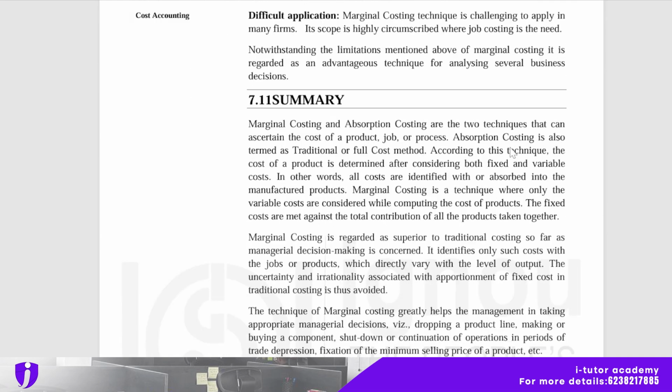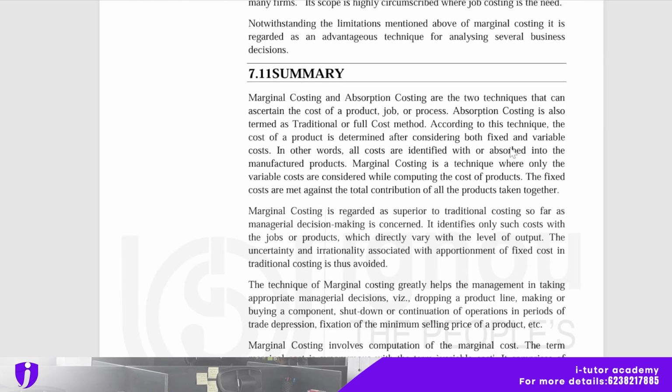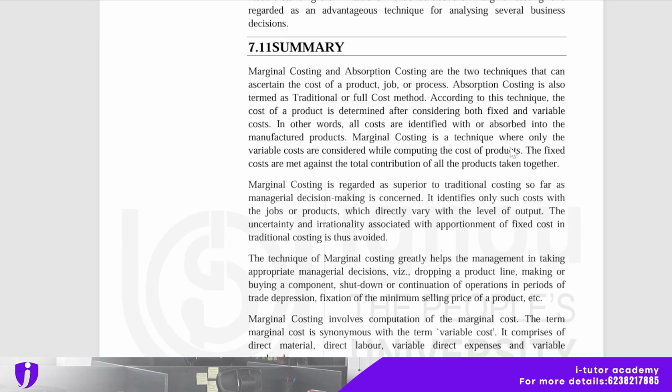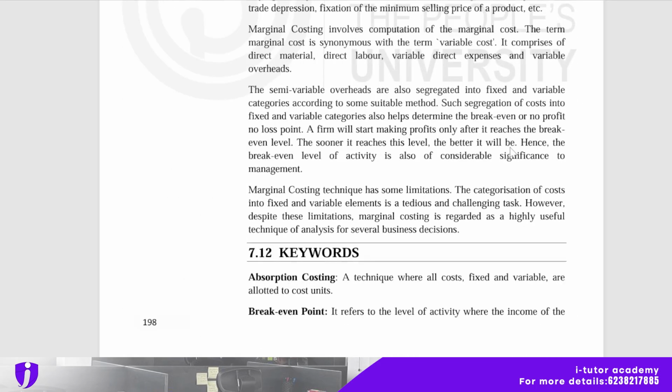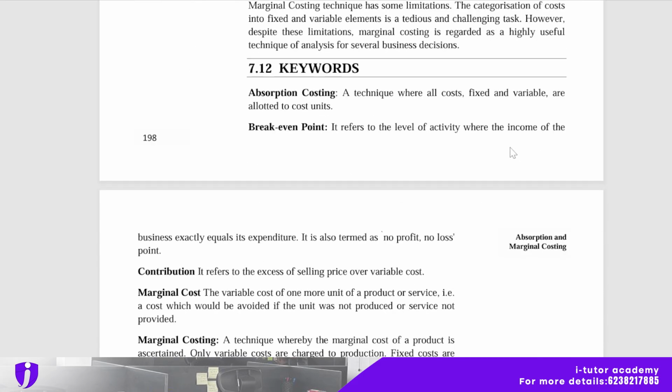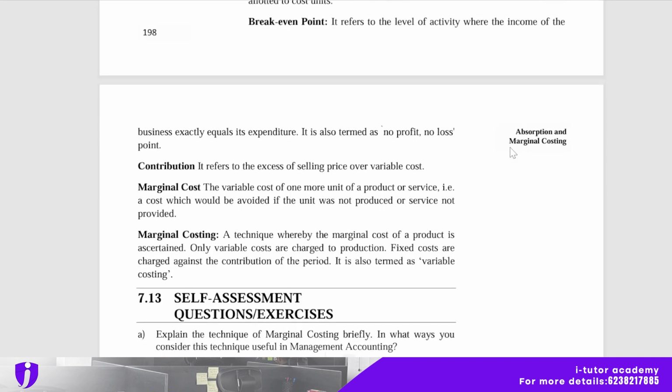And the summary of this unit is that marginal costing and absorption costing are the two techniques that can ascertain the cost of production, job or process. Absorption costing is also termed as the traditional or full cost method. According to this technique, the cost of a product is determined after considering both fixed and variable cost. Okay, so we already discussed these points. So you just go through the summary section, and keywords are there. If you feel any words are difficult from this unit, you just refer to this section.